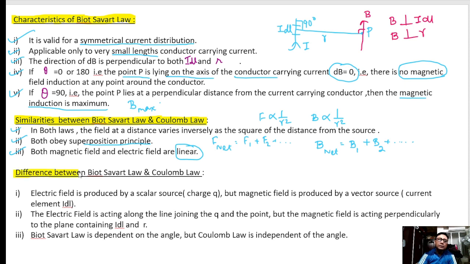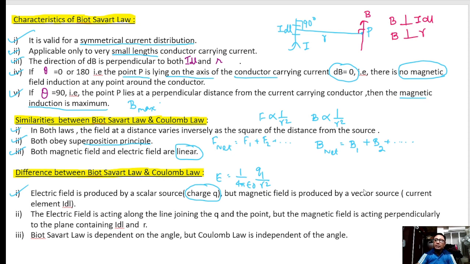Now is the difference between Biot Savart law and Coulomb's law. This is important. What is the difference between them? First, the electric field is produced by a scalar source. The electric field is 1 by 4 pi epsilon O, Q by r square. So this charge is actually a scalar. Charge is always a scalar.